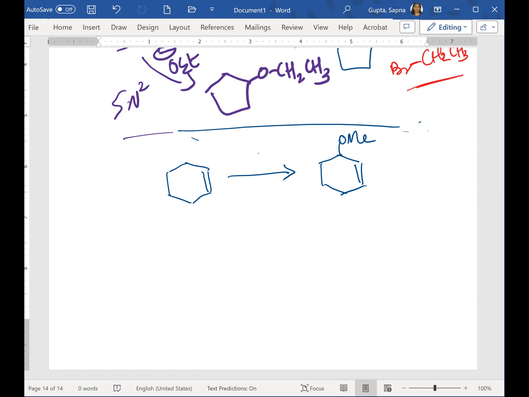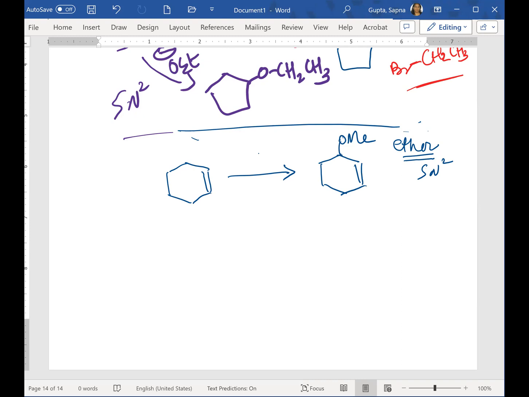Okay, so again, we have OMe. So again, we have an ether. Whenever you see an ether, think SN2. Very easy. So think SN2 reaction, which means that you need a substrate and you need a nucleophile. So that's something that you need.